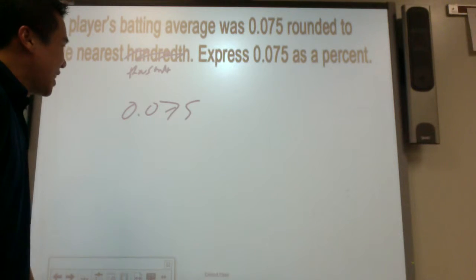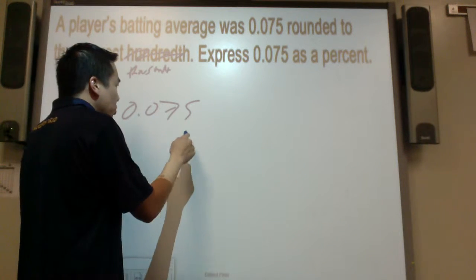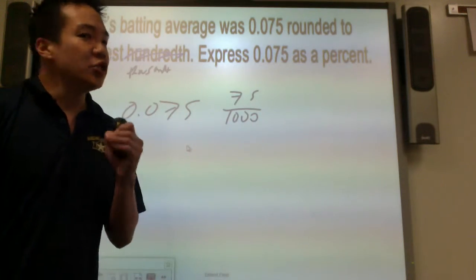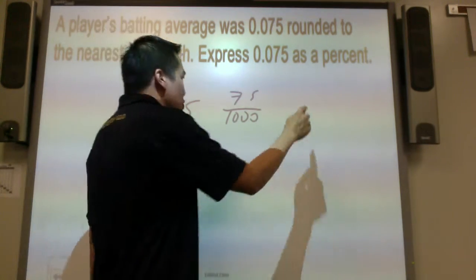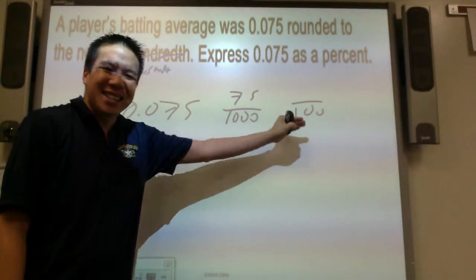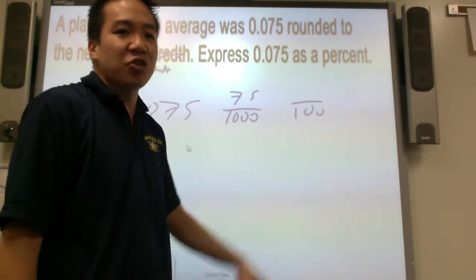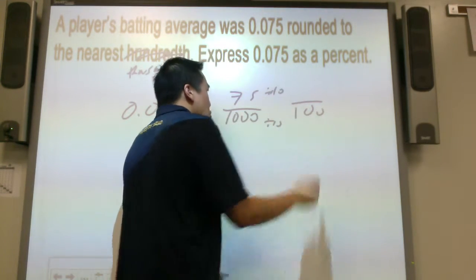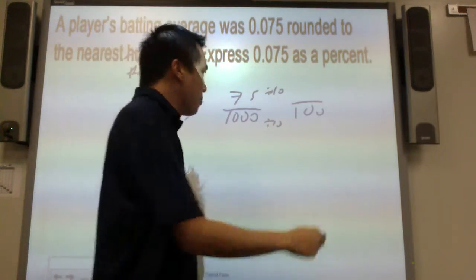Express this as a percent. So this is 75,000. But again, if I want to turn this to a percent, it has to be per 100. So how do I scale this down or break it down from 1,000 to 100? I divide by 10. So what is 75 divided by 10?